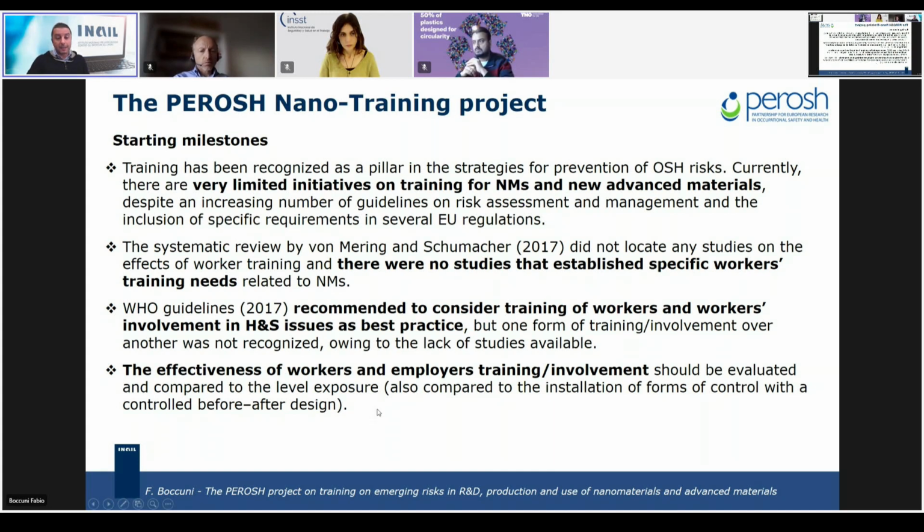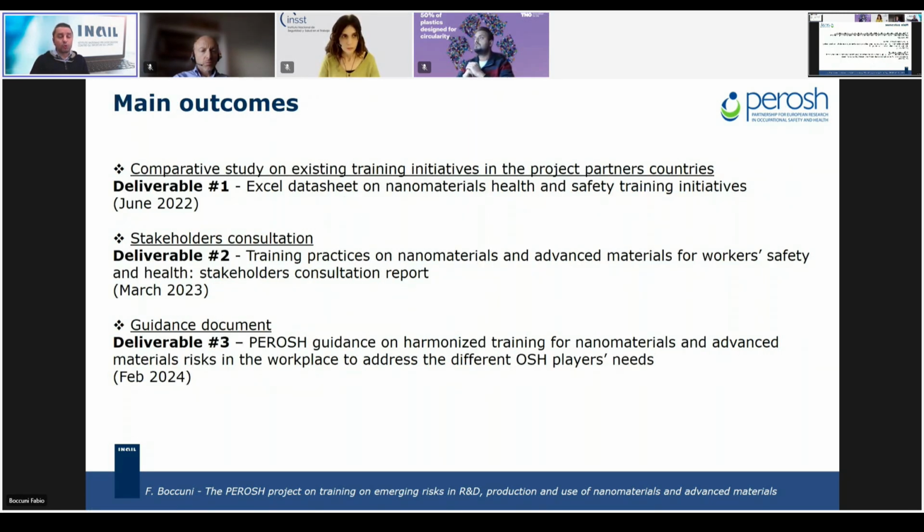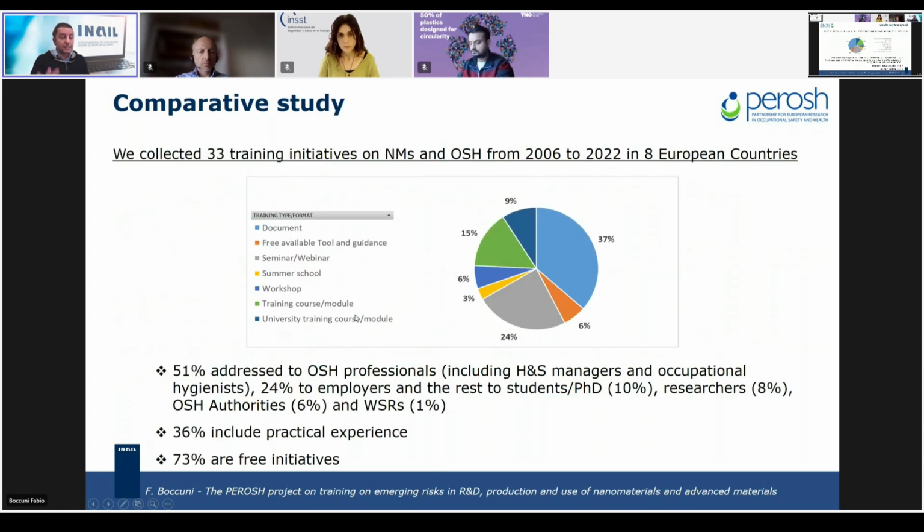Another problem is also to evaluate the effectiveness of the training and to transfer the training into practical activities. In this background, we were able to produce some deliverables and outcomes of our research studies. The first was a comparative study on existing initiatives among the project partner countries, and then the stakeholder consultation and the final guidance document that I mentioned before. To highlight some results of the comparative study, we collected 33 training initiatives from 2006 to 2022 made by the institutes who participate in our project.